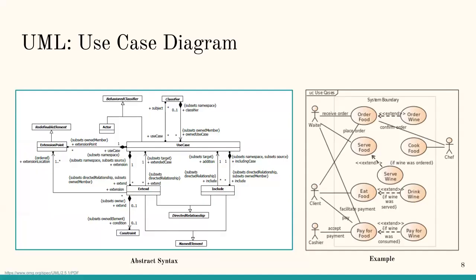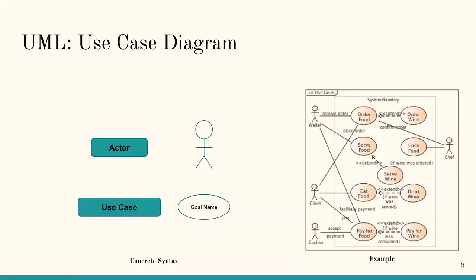Moving on, we have use cases. Use cases are a way of modeling interactions in systems. On the left is the abstract syntax of a use case diagram. Specifically, you can see how here there's an actor. The actor will have use cases with the system, the use cases being goals, and use cases can include or extend other use cases. The concrete syntax will basically describe how these elements will look.